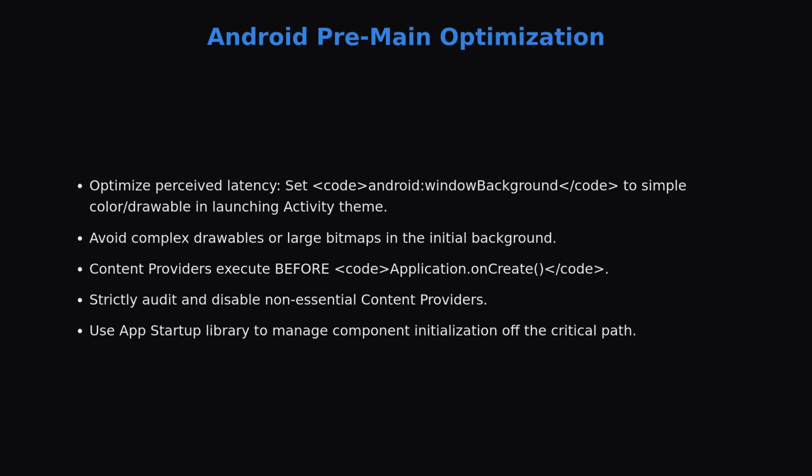Content providers initialize before Application.onCreate executes and frequently introduce substantial overhead. Developers must strictly audit and disable any content providers not essential for immediate startup functionality. If a third-party library relies on a content provider for initialization, investigate alternatives such as manual initialization or leveraging the App Startup library to manage component initialization on demand and off the critical path.